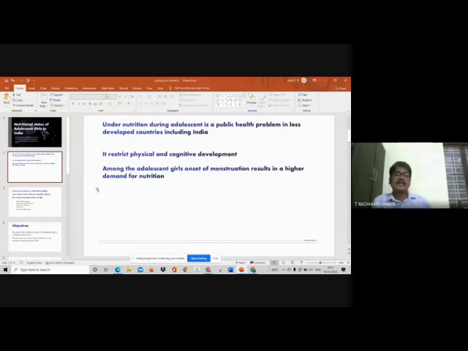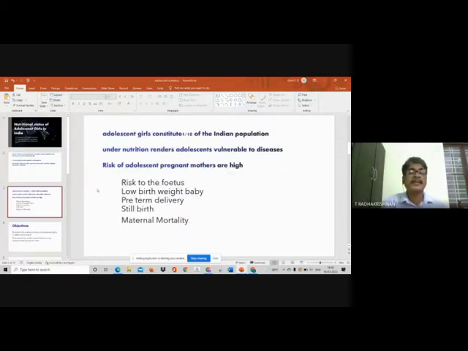Undernutrition restricts the physical and cognitive development of youth and adolescents. Among adolescent girls, the onset of menstruation results in a higher demand for nutrition. Especially during the menstruation period, they need more nutritious food, but it is lacking during this period. Adolescent girls constitute around 1/10 of the Indian population. Undernutrition renders adolescents vulnerable to diseases.